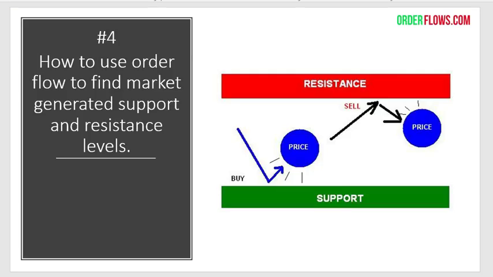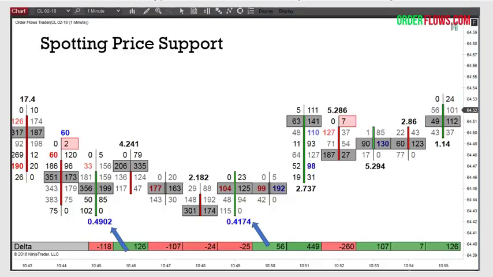So the fourth thing I'll talk about is how to find market generated support and resistance levels. Again, the way most people do is, they like to look for areas on the chart. They look left, and that's fine. It's not going to kill you to look left on the chart. But they're looking for areas where the market likes to test it, and they'll say that's support or that's resistance. But if you use order flow, you can spot it the first time it happens.